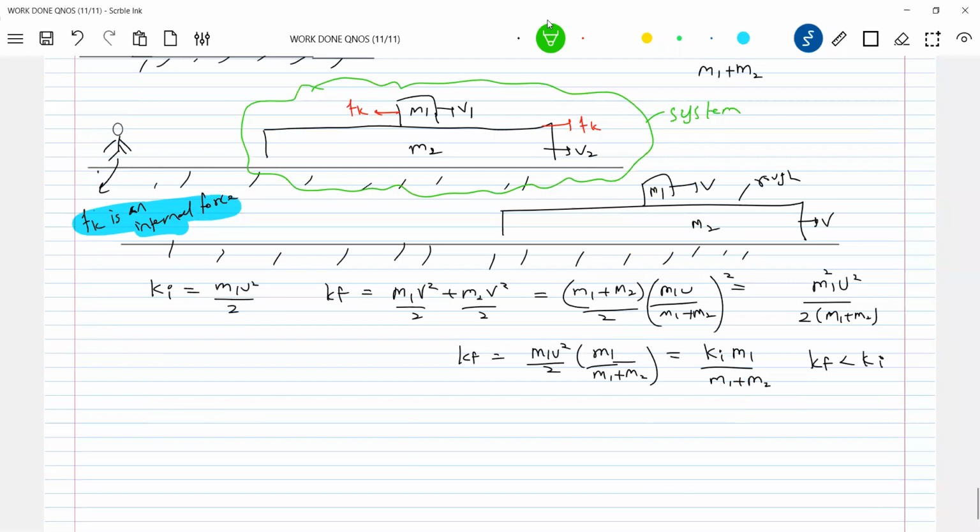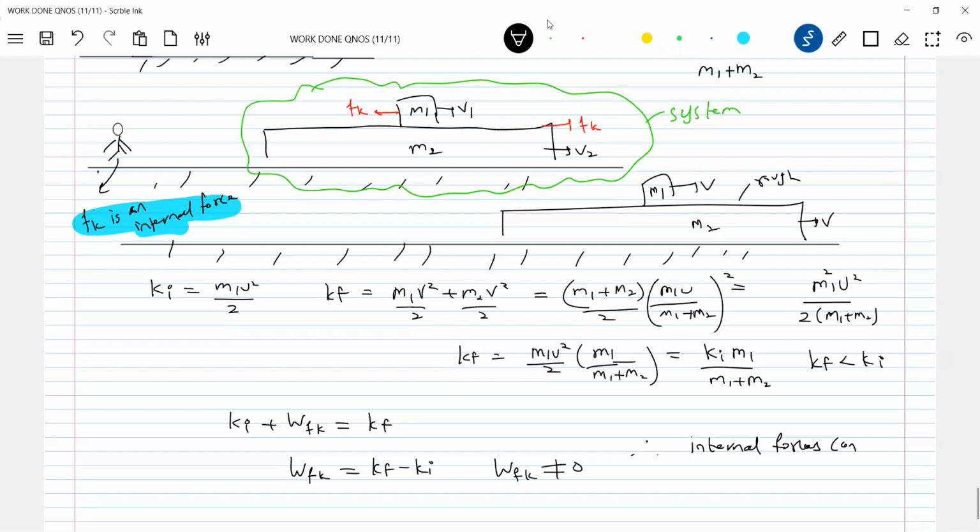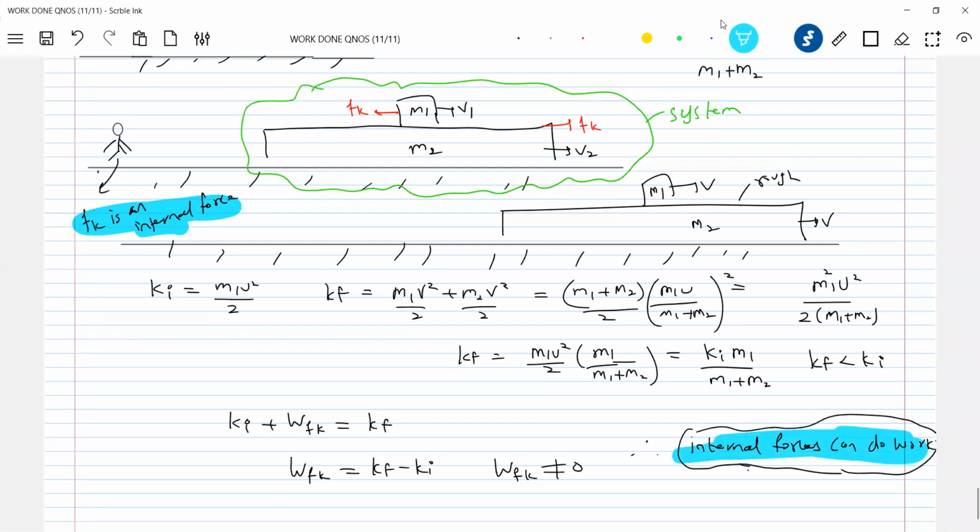So here what we can write: initial kinetic energy plus work done by this should be equal to final kinetic energy. So internal forces, can they do work? Yes. So what is the conclusion? Therefore, internal forces can do work. I'm not saying must. Possible. You should not say that the work done by internal forces must be zero. Need not.